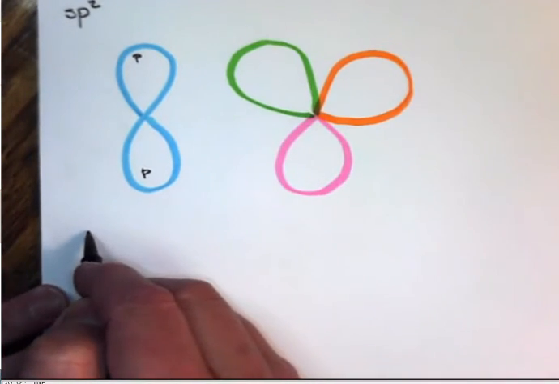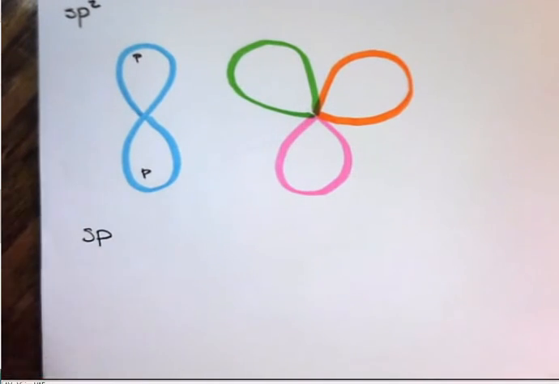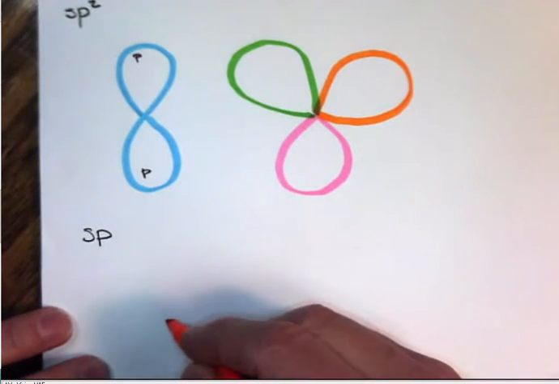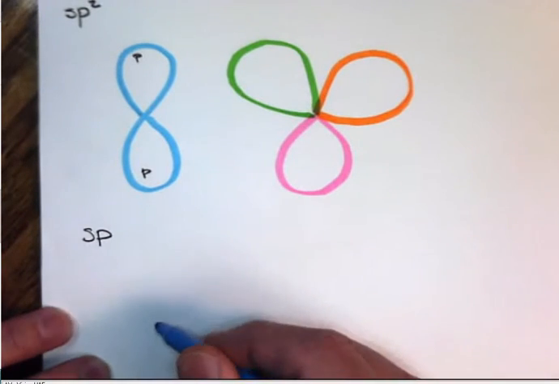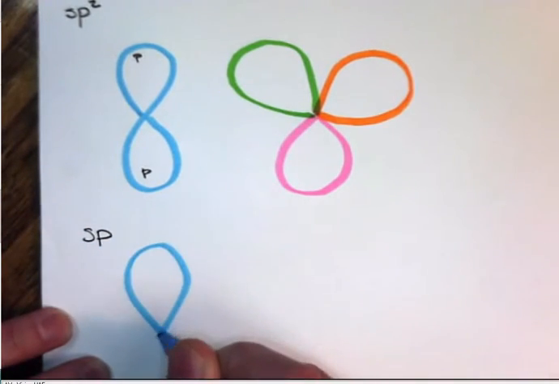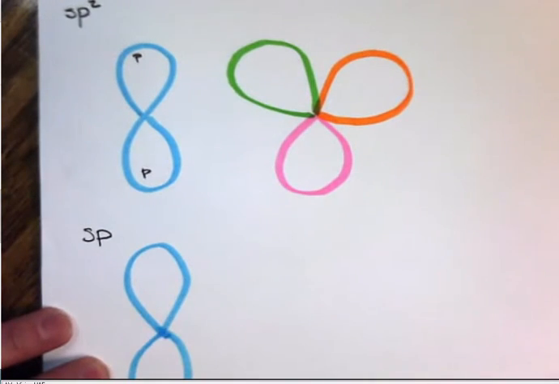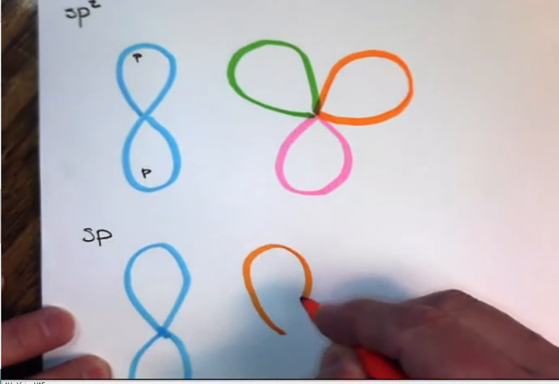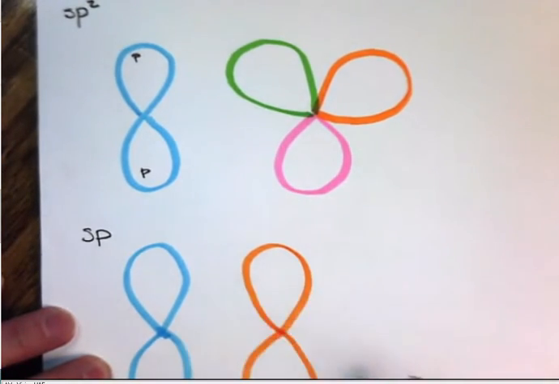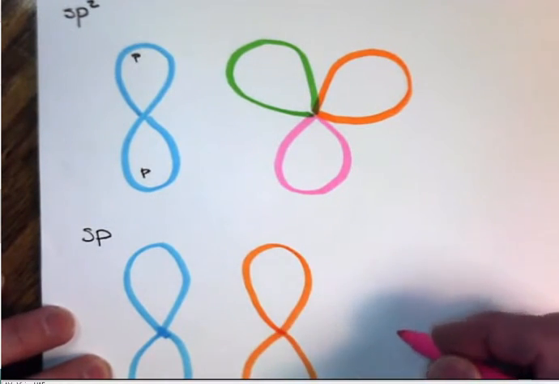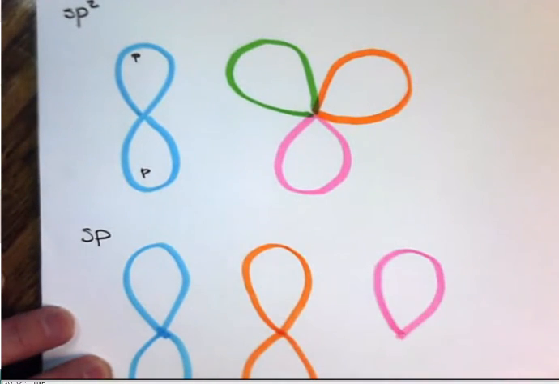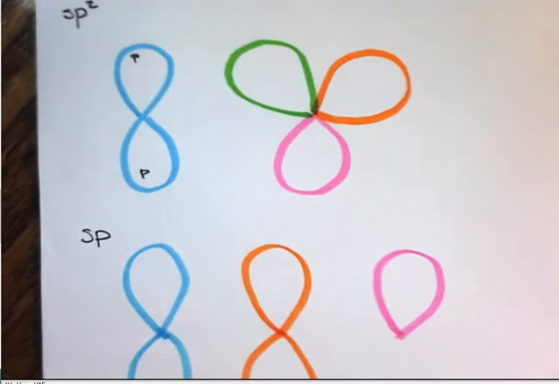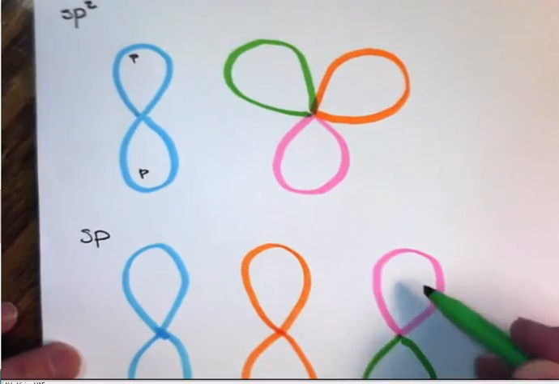Then for an sp set of hybrids, you need two p orbitals. Okay, so you've got, well, we can go ahead and make it blue like that. You've got a p orbital that's not hybridized like this, and you've got another p orbital that's not going to be hybridized. And then you've got two hybridized orbitals, and those are going to be made up and then tied together. So these are your two hybridized orbitals, and they will be labeled hybridized orbitals.